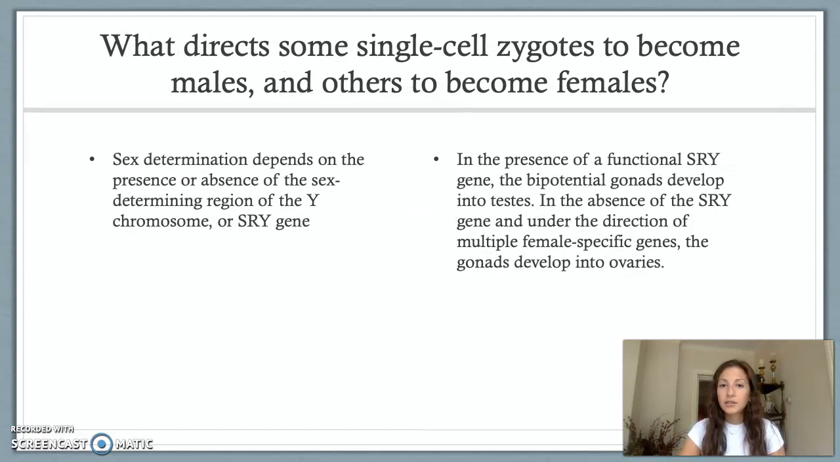So what directs some single-cell zygotes to become male and others to become female? Under the influence of the appropriate developmental signal, the medulla will develop into testes. In the absence of that signal, the cortex will differentiate into ovarian tissue. Sex determination depends on the presence or absence of the sex-determining region of the Y chromosome, like I've discussed before. This is also called the SRY gene. In the presence of a functional SRY gene, the bipotential gonads develop into testes. In the absence of the SRY gene, and under the direction of multiple female-specific genes, the gonads develop into ovaries.